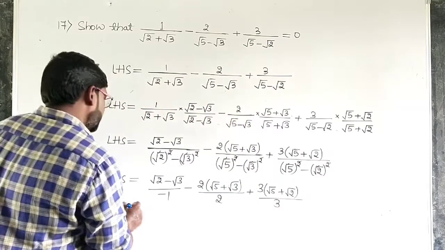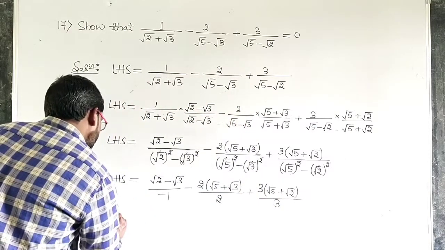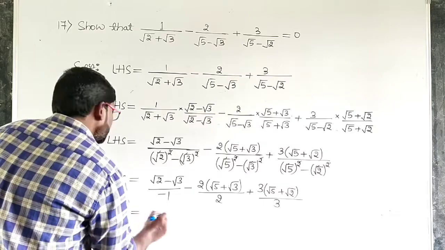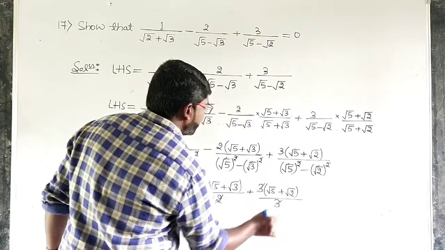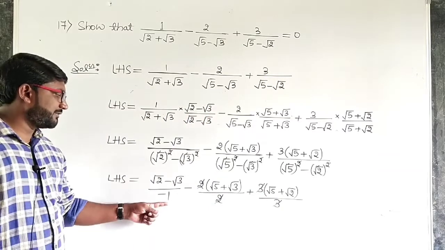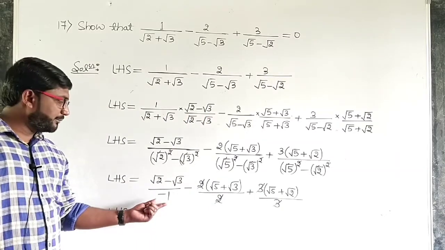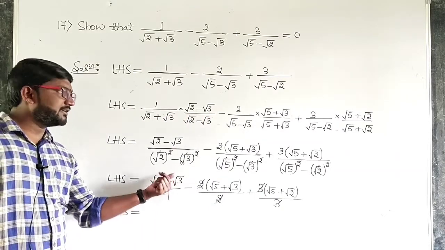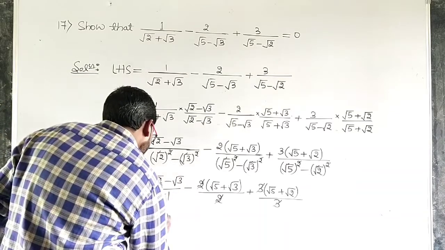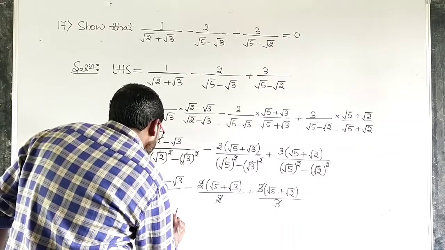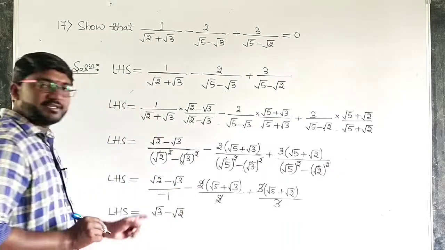So now see here LHS which is equals to, so here 2 and this 2 get cancelled, 3 and 3 get cancelled. You have minus 1 in the denominator. If you remove this minus sign, you have to reverse the numerator. The numerator becomes root 3 minus root 2.